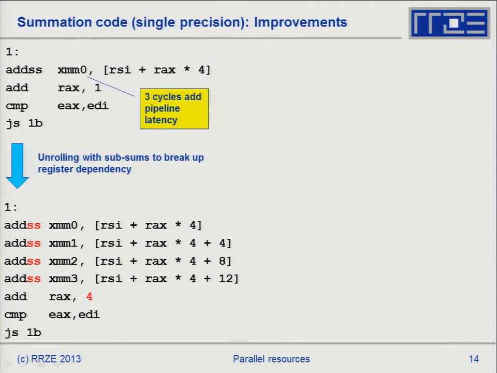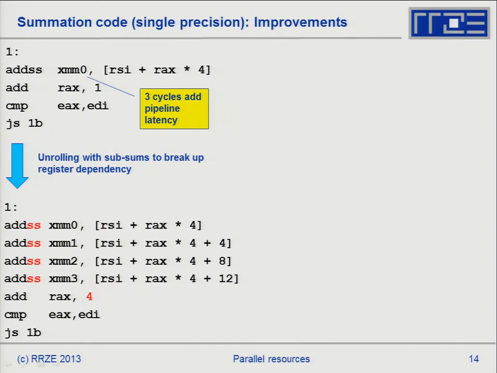We have to unroll it and accumulate into several independent registers. And that's what we do here. This is 4-way unrolling. Of course, since we have a 3-stage pipeline for add, 3-way unrolling will be sufficient. Yeah? But if we do 4-way unrolling, the compiler always chooses a power of 2 for some reason. Okay, so that's 4-way. We accumulate into 4 registers, XMM0 to XMM3.